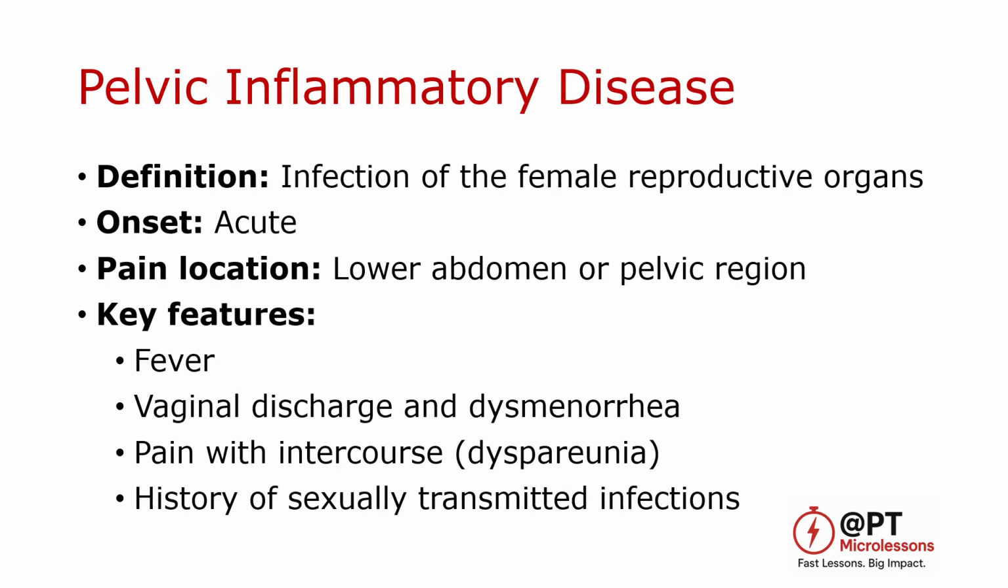Now we will transition to cover the female-specific conditions, starting with pelvic inflammatory disease. Pelvic inflammatory disease is an acute infection of the female reproductive organs. Pain is typically in the lower abdomen or pelvic region. Key features include pelvic pain, fever, abnormal discharge, and dysmenorrhea, and patients may also report pain with intercourse. It is more common in those with a history of sexually transmitted infections. These cases require urgent referral due to the risk of complications. The triad is acute pelvic pain, fever, and vaginal discharge.